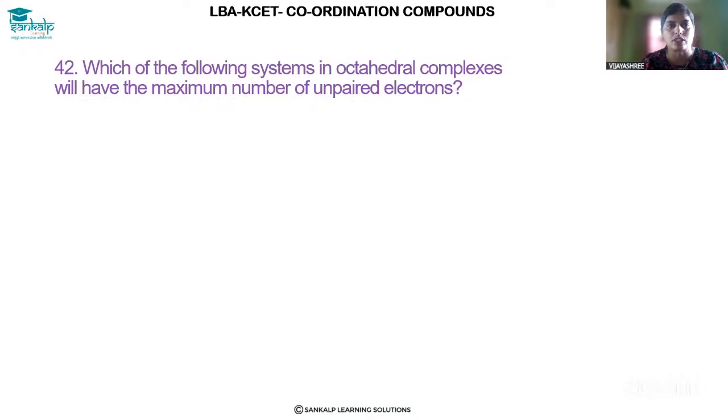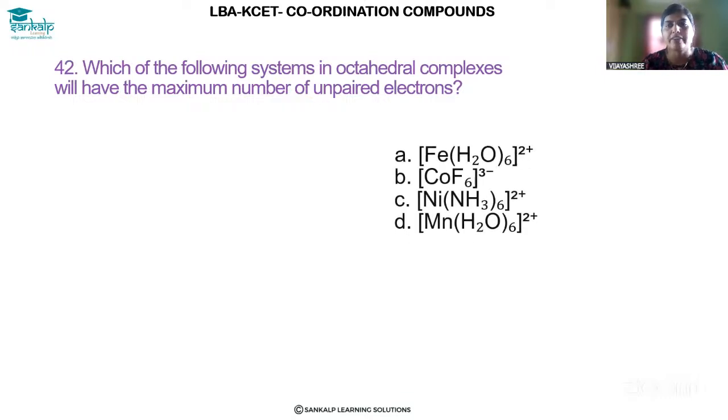We are discussing LBA-KCET questions of the chapter Coordination Compounds. Let us look at question number 42. Which of the following systems in octahedral complexes will have maximum number of unpaired electrons? Option A: [Fe(H2O)6]2+. Option B: [CoF6]3-. Option C: [Ni(NH3)6]2+. Option D: [Mn(H2O)6]2+.